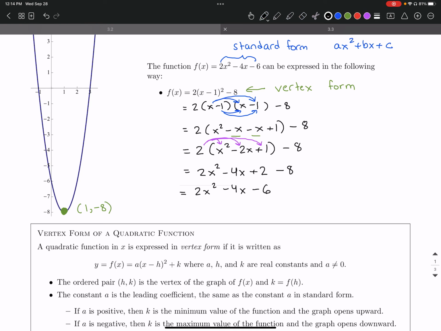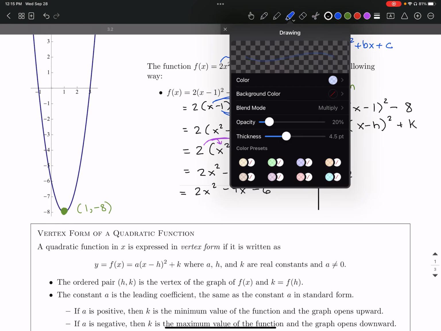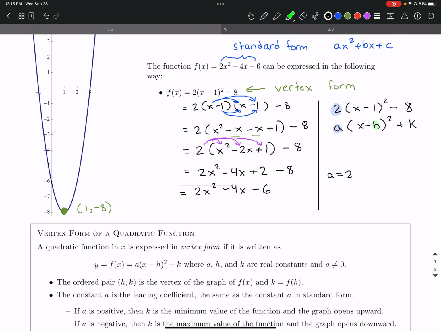So off to the side here for a second, if we go to the example we just talked about, what we're going to have is going to be the following. So it looks like this. And vertex form is a times (x minus h) squared plus k. We can see then that playing the role of a is 2. So a is 2 from this. We can also see that playing the role of h, the number after the minus sign in the parentheses, is 1. So this tells me that h is 1 in this case.